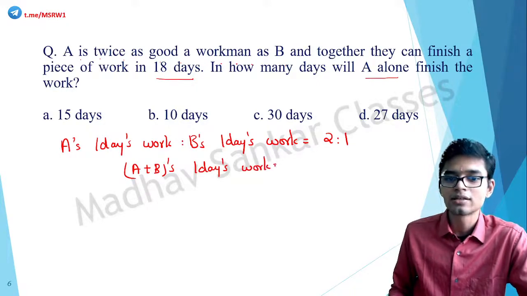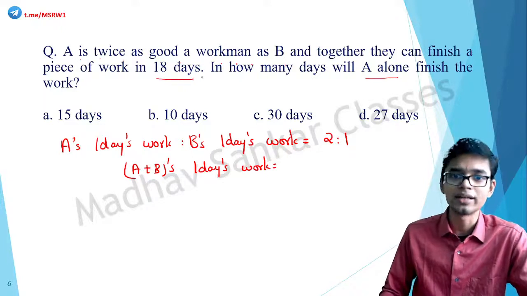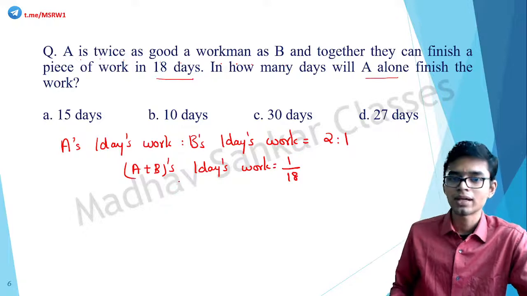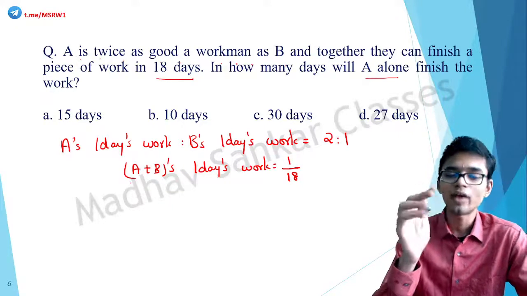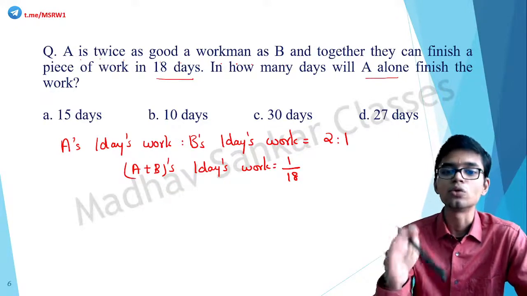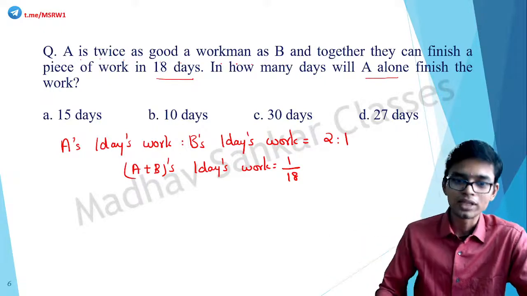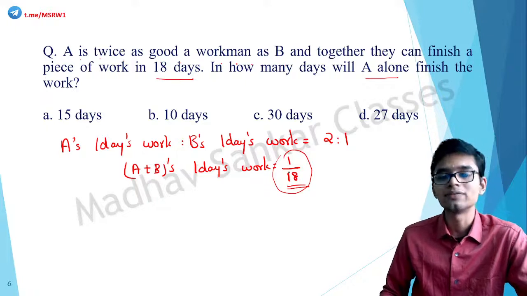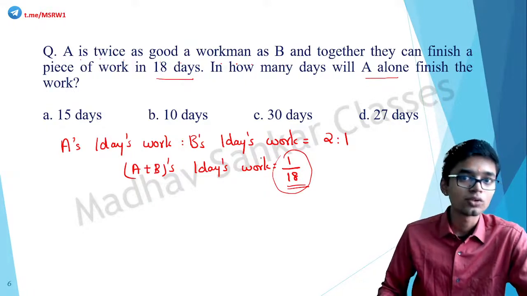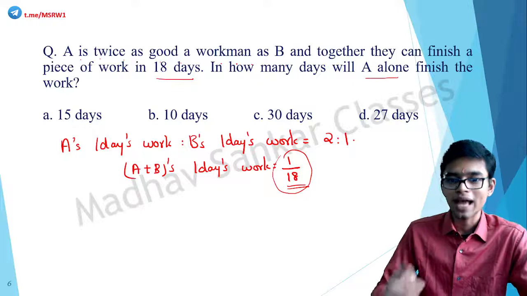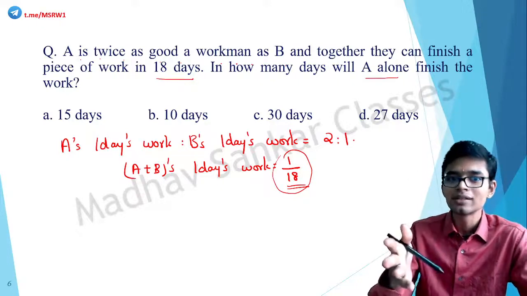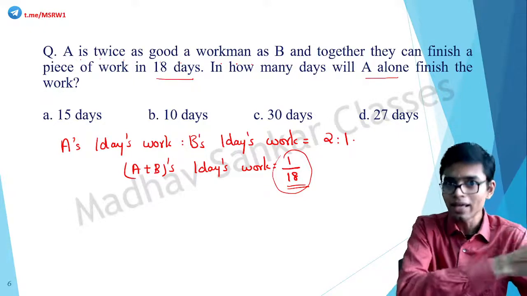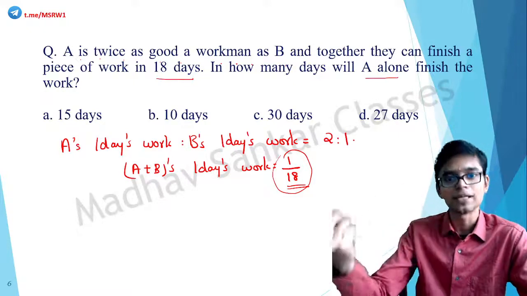How much is this? They together finish the work in 18 days. So their 1 day's work is 1 by 18, correct? Now, we have to divide this in the ratio 2:1. This is their 1 day's work. How much of this is done by A and how much by B? Their work ratio is 2:1, so we have to divide this into 3 parts, 2 plus 1. 2 parts of work are done by A and the remaining part is done by B.